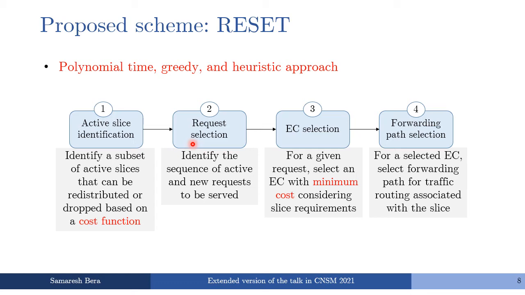Further, in phase 2, the request selection phase identifies the sequence of active and new requests to be served in the network. So for the identified request, in phase 3, we determine the edge cloud to be selected to serve the request. To select the edge cloud, we design another cost function considering the slice specific requirements. And in the final phase, for a selected edge cloud and the request, we select the forwarding path for traffic routing associated with the slice. So let us go through each of these phases in detail.